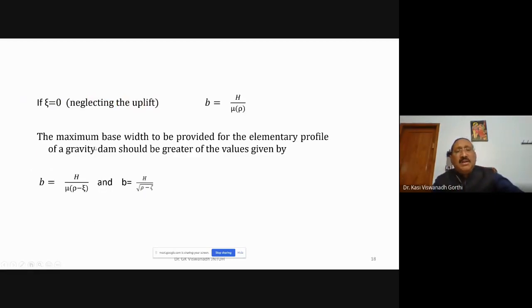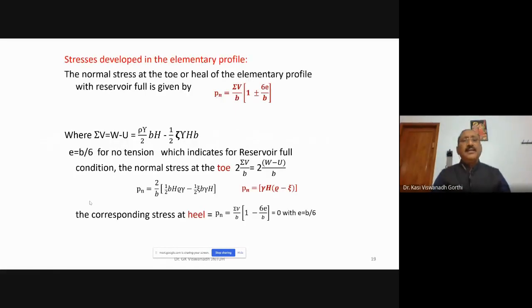The base width to be provided for the elementary profile of the gravity dam should be greater than the values given by these two. You have the base width based on the stress criteria, and you have the base width based on the sliding criteria. So what is the value to be provided? The maximum of these two should be taken as the base width of the dam. In most of the cases, it will be more than these two also. While checking the stability analysis, we can understand that better.